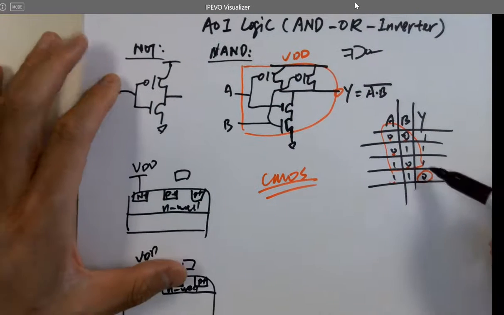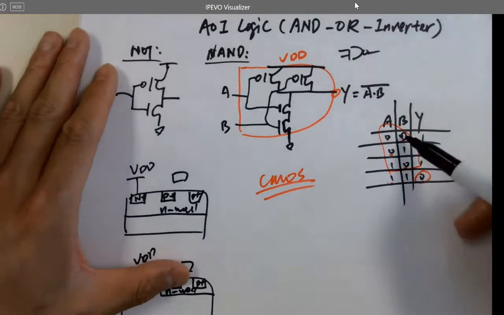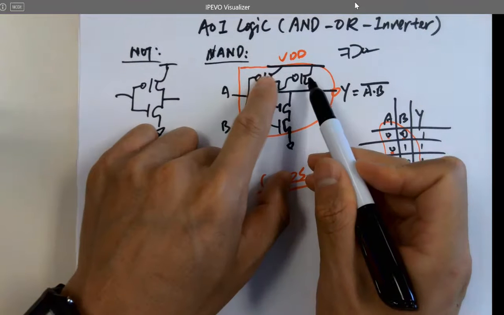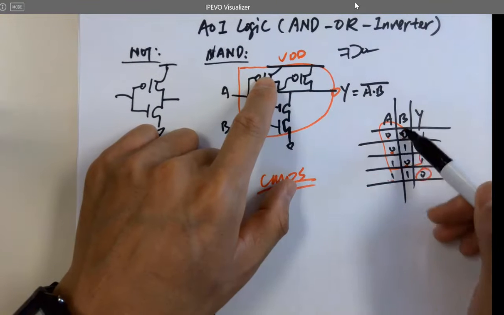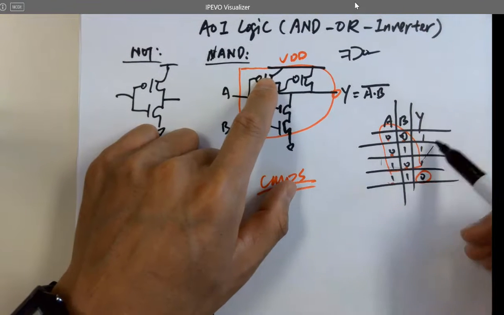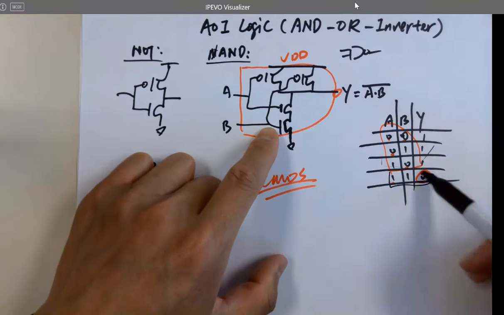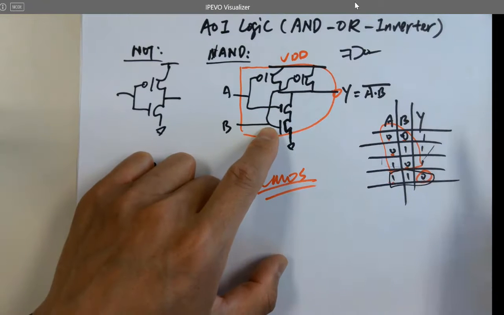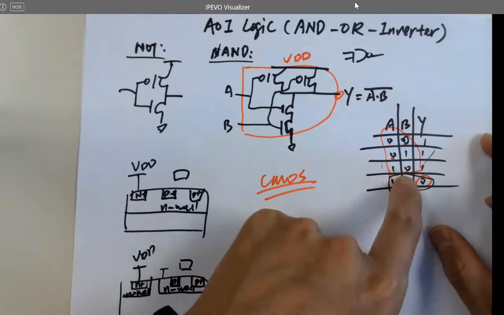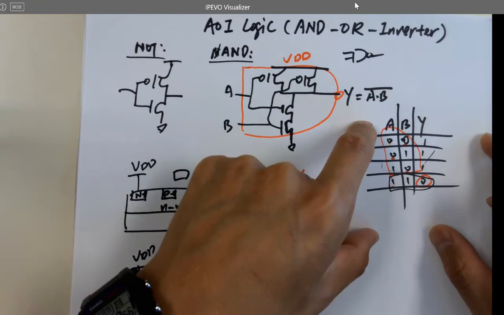So for the NAND gate logic, the 2 parallel PMOSes can cover all these logic, input and output, and the 2 NMOSes in series can cover this logic here. So this circuit serves for this truth table. So that's why this is a NAND gate.